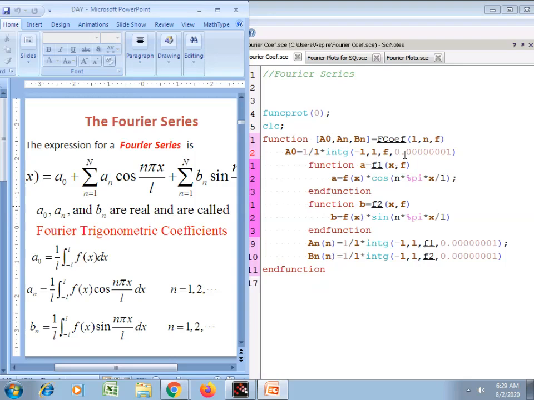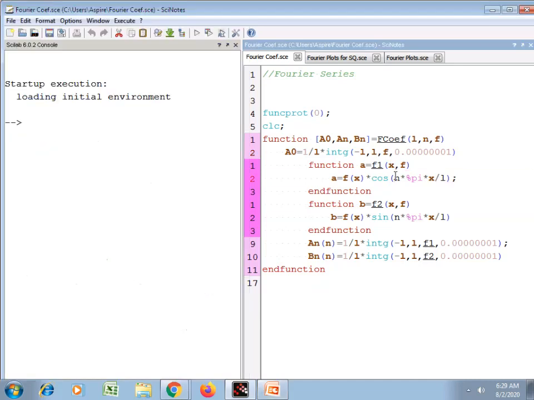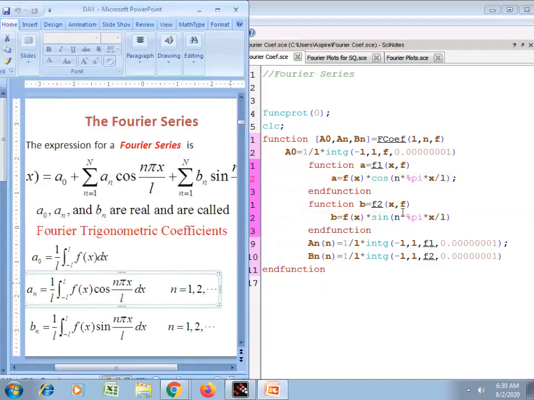Then the function a equal to f1 of x, f is the integrand for the calculation of the coefficient an. So an is equal to 1 by L integral from minus L to L f of x into cos n pi x by L into dx. So the same appears over here. Similarly, the function b is equal to f2 of x, f is the integrand for the calculation of the coefficient bn. So it is equal to f of x into sin of n pi x by L.